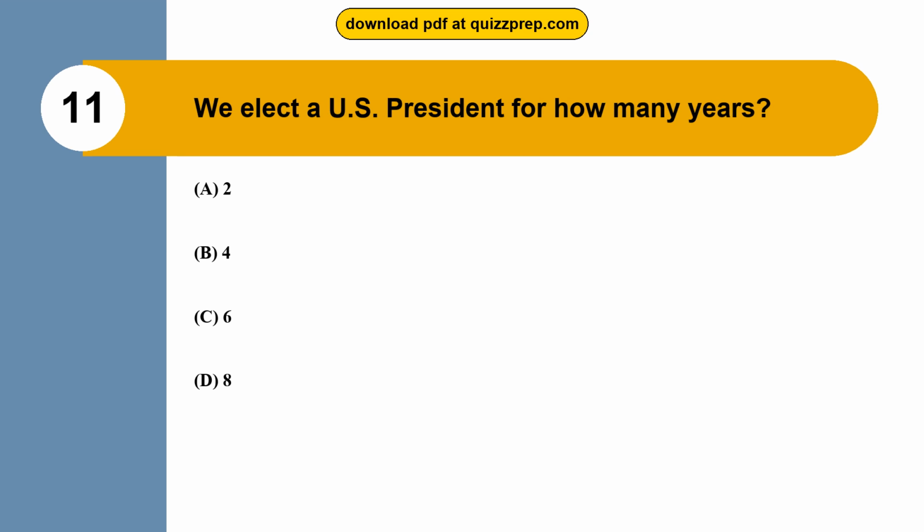Question 11. We elect a U.S. president for how many years? Option A, 2. Option B, 4. Option C, 6. Option D, 8. The correct answer is option B.